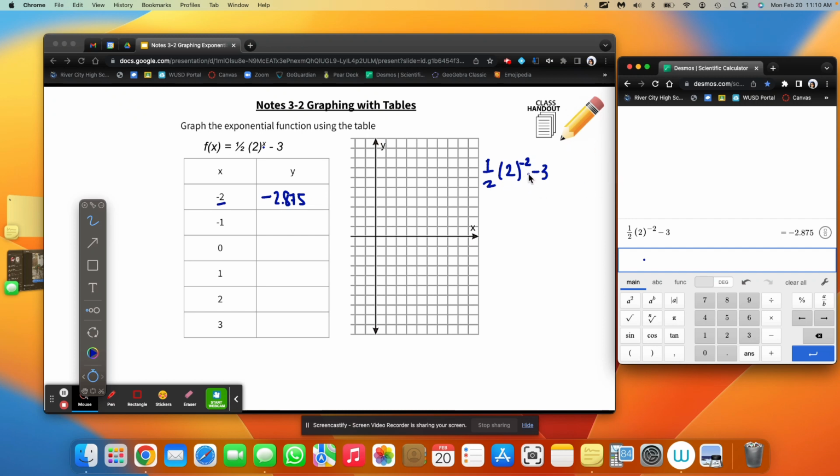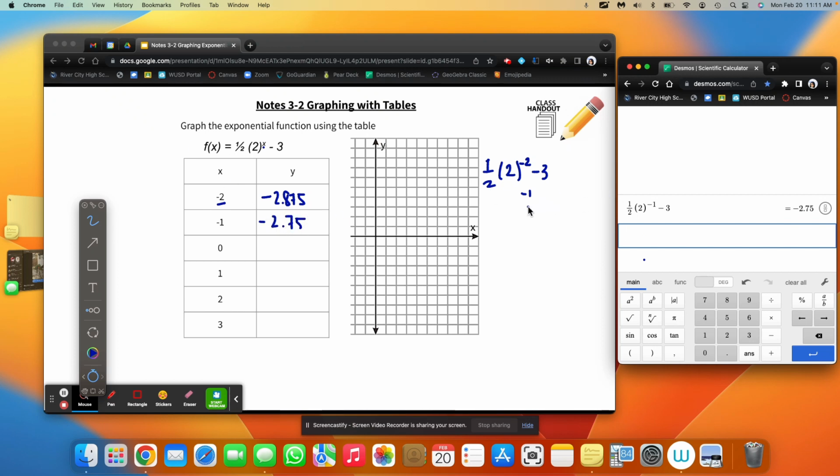Okay, now we're going to do the same thing, but at the exponent, we're going to plug in negative 1. I'm not going to rewrite it because it's a little redundant. What we can do in the Desmos calculator is just change this to negative 1. Oops, I didn't mean to delete all that. Minus 3. So now we have negative 2.75.